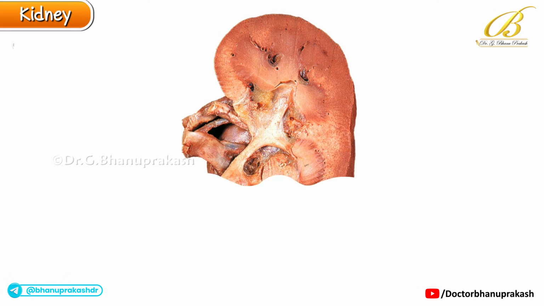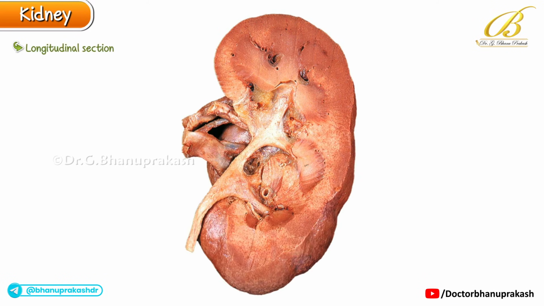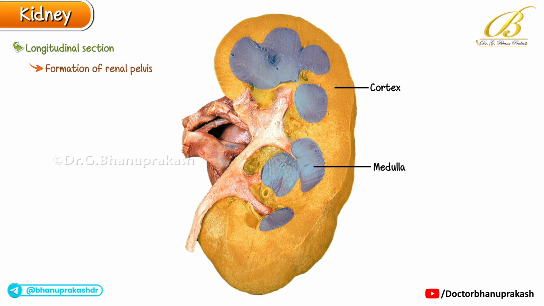This image shows the longitudinal section of the kidney, highlighting the formation of the renal pelvis. In the section, the cortex and medulla of the kidney are clearly visible. Within the medulla, the minor calyces join together to form major calyces. These major calyces then unite to form the renal pelvis.